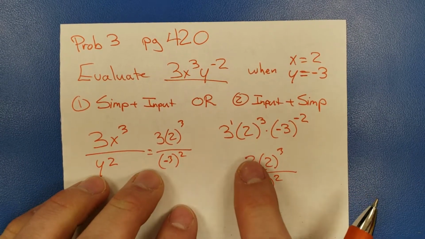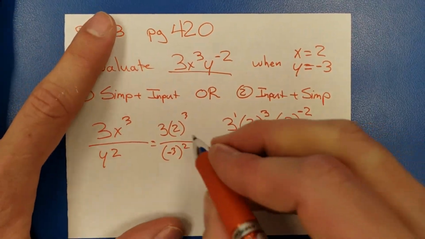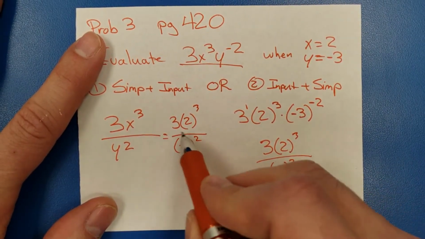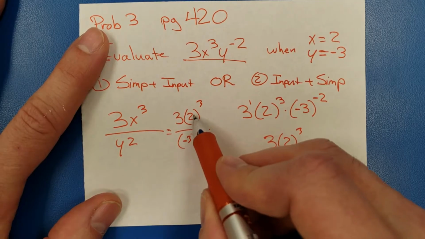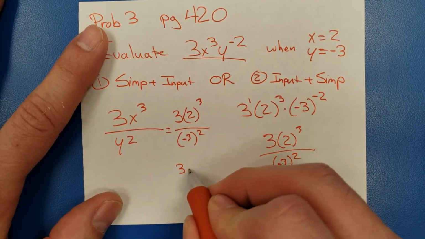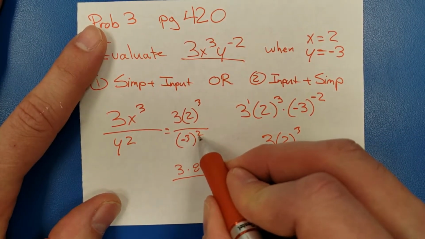Now, some of you might be really aggressive and just try to plug this whole thing in your calculator. Oof, risky. I like to simplify as much as I can by hand and then simplify the result. So either way, I'm at the same move here. Let's see, 2 to the third power, that's 2 times 2 times 2, so that's 8. So I'd have 3 times 8 all over negative 3 to the second power.